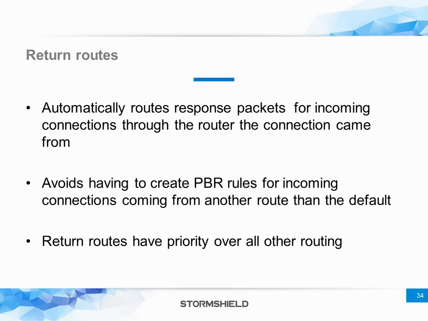The next feature I want to talk to you about is return routes. You may have encountered cases in the past where you wanted to have connections coming from the internet to your firewall, but not through a gateway that was your default gateway. In these cases, you had to create a policy-based routing rule so that return packets would be sent through the same gateway the connection was established. It is important to note that, to avoid any conflict, return routes will have priority over all other types of routing.